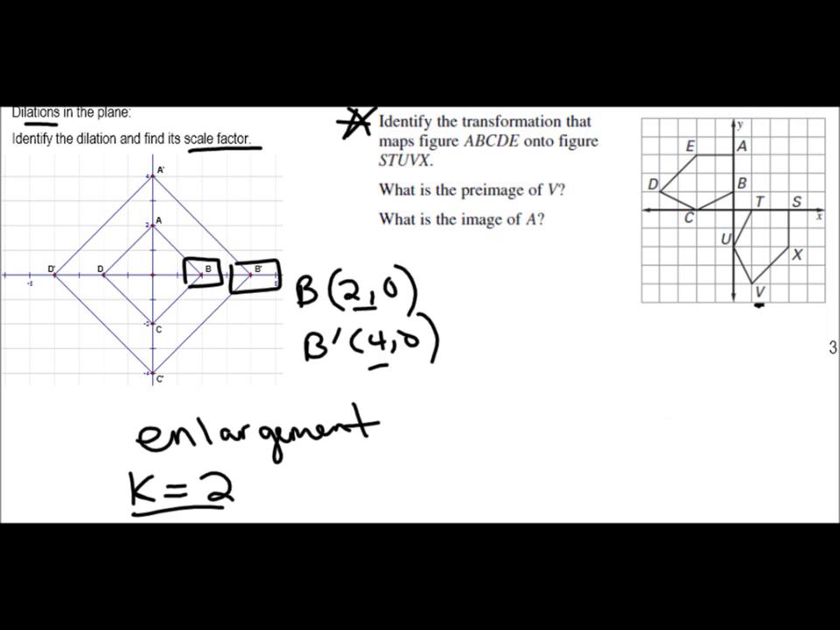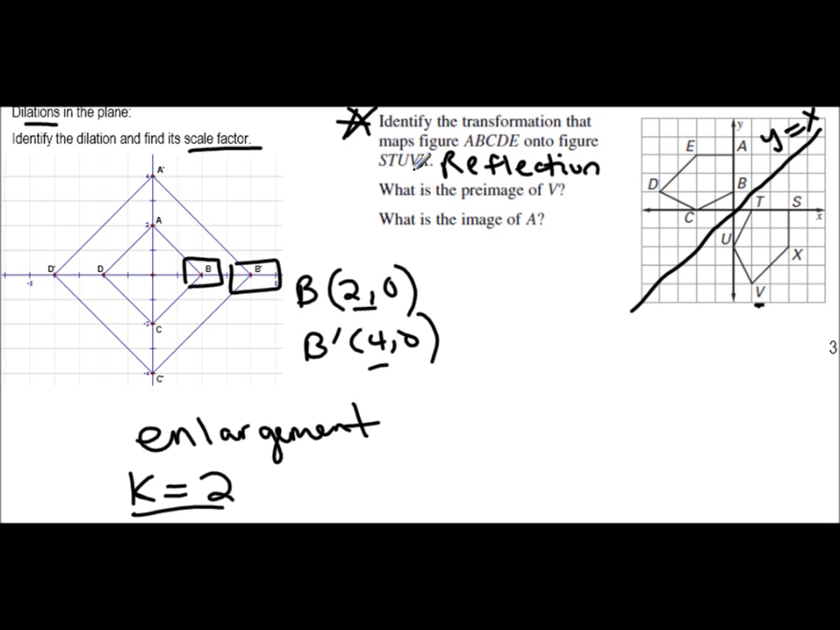Okay, so in the next example, this is just a little bit of review. We want to identify the transformation that maps figure ABCDE onto figure STUVX. It actually kind of looks like a rotation, but if you trace it on your tracing paper and then try to rotate it, it's not going to fall back on itself. Look, it's going to be off of it. So it's actually a reflection, and it's on the line y equals x.